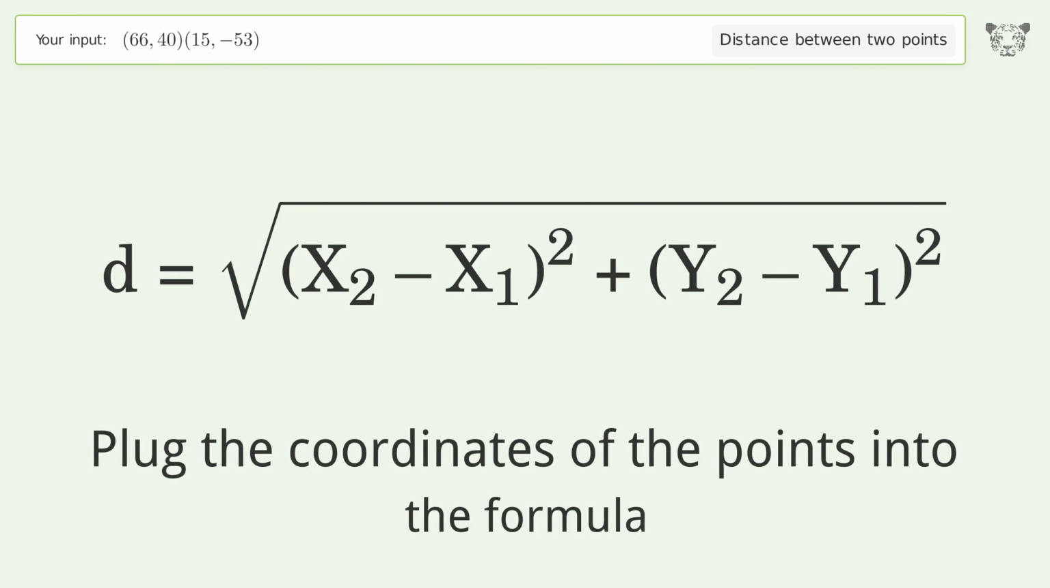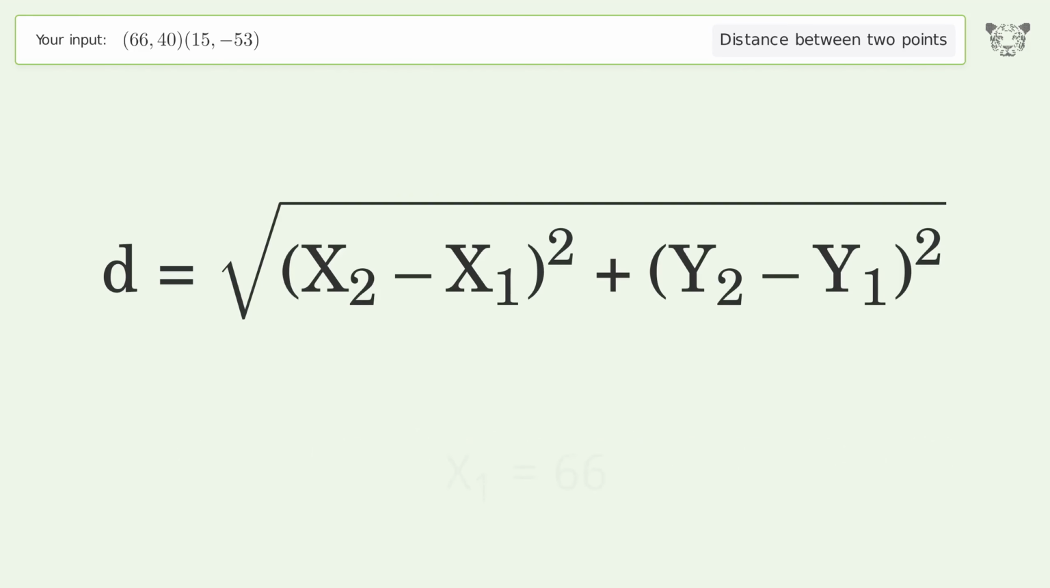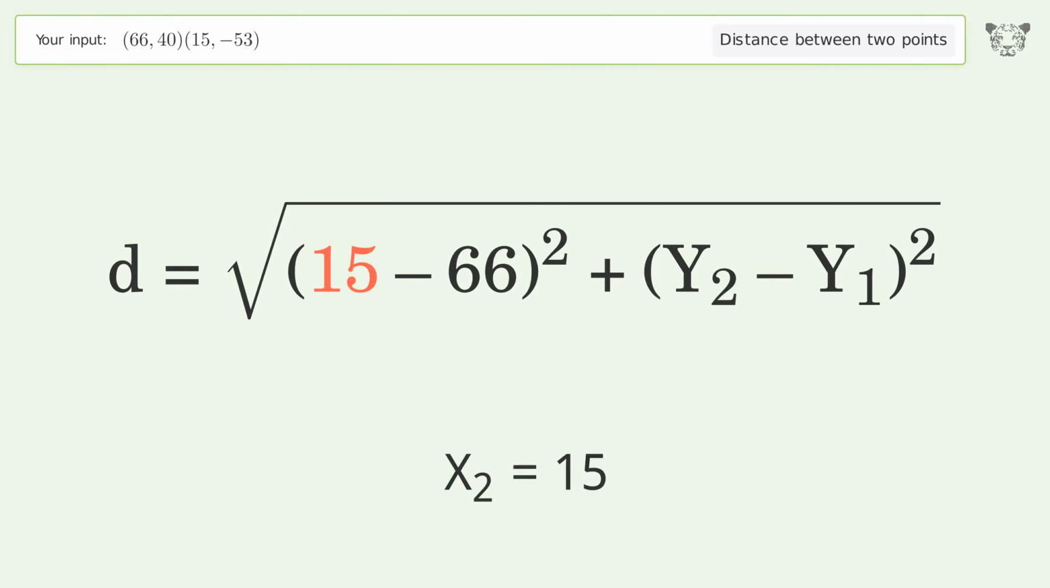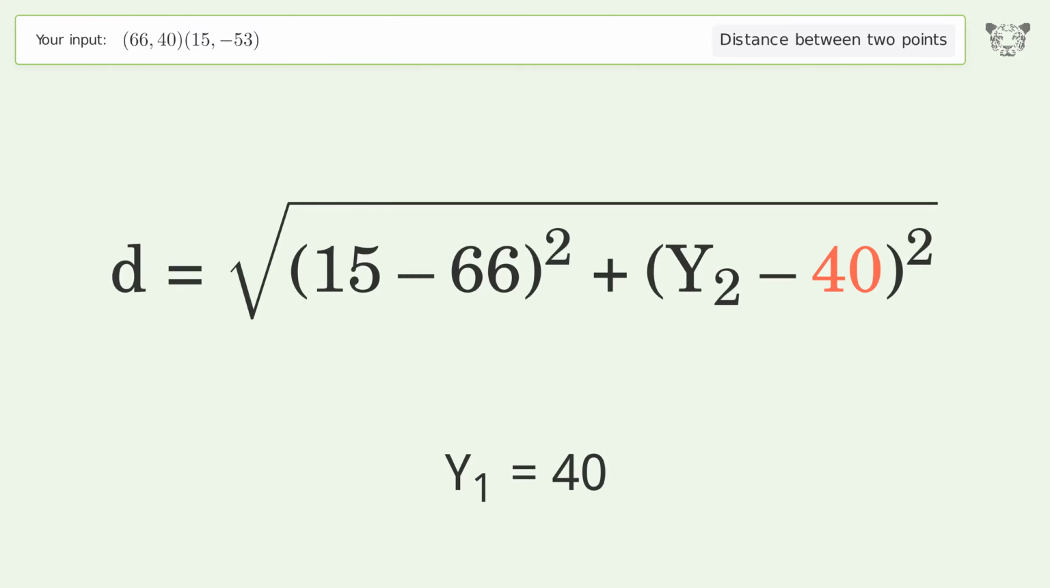Plug the coordinates of the points into the formula. x1 equals 66. x2 equals 15. y1 equals 40. y2 equals negative 53.